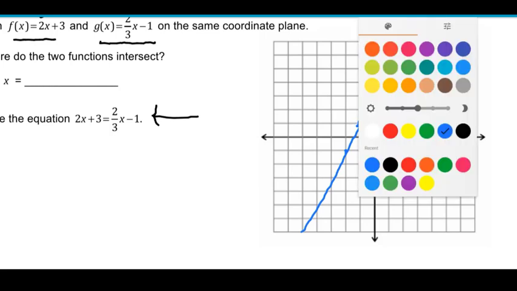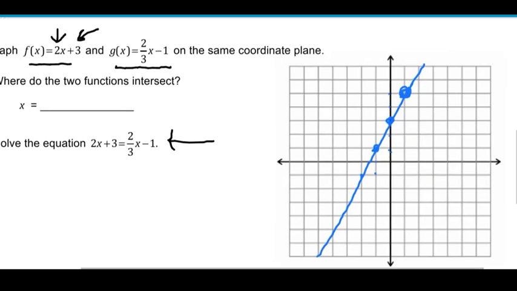And then the second one, we have a slope of 2/3 and a y-intercept of -1. So if we start at (0, -1), we're going to rise 2 and run 3 to the right. So up 2: 1, 2, 3 to the right, and plot that point. Let's do it again. Up 1, 2, 3 to the right, and plot that point.